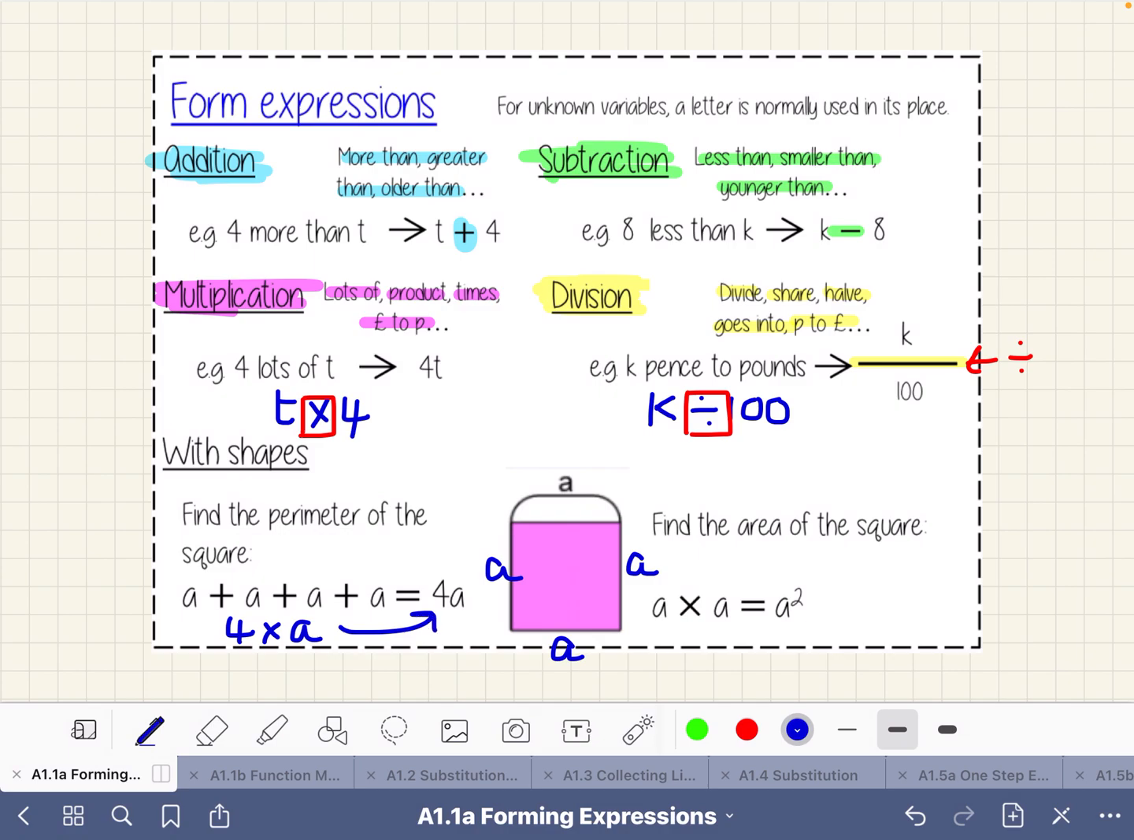If we're looking to find the area of the square, we should know we find area by multiplying length times width. When we look at a square, we know the length and the width are the same. That means we have a multiplied by a. That gives us a squared. We are now going to look at some examples of the my turn, your turn.